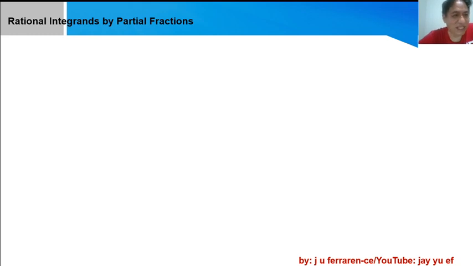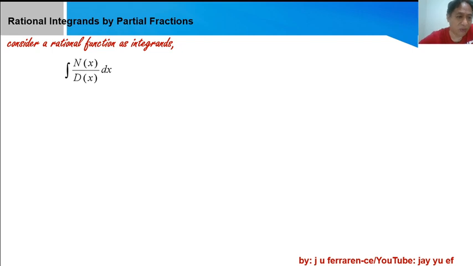So today we will be discussing integration of a rational integrand by partial fractions. Our given will take this form. We have a ratio, N of x over D of x. Before we solve this kind of integrand, let us first recall the different notations.